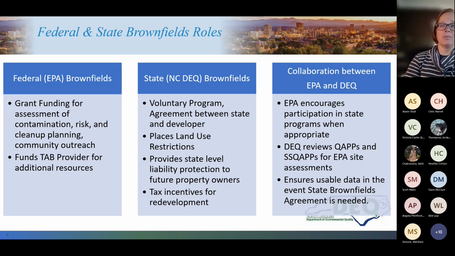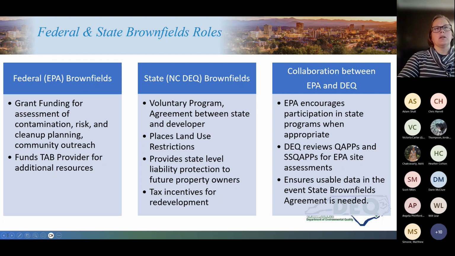And of course, as you all know, developing on a brownfields property is typically more expensive than developing on a greenfield, right? There's a lot of benefits. We all know the benefits of working on a brownfields property versus a greenfield, but it does require some additional cost. So the state program, when our statute came out, provided some tax incentives for that redevelopment. And I'll go into those details a little bit later on.